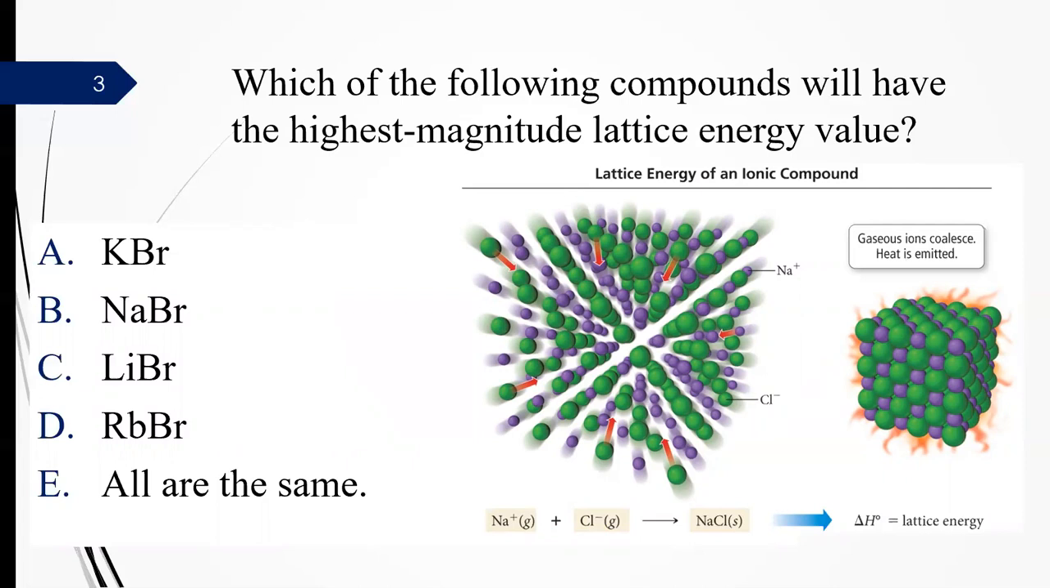So the smaller the size, then the higher the lattice energy. And when we talk about size, we're really talking about the radius. So between those four, lithium has the smallest radius, and that's going to give us our smallest size.